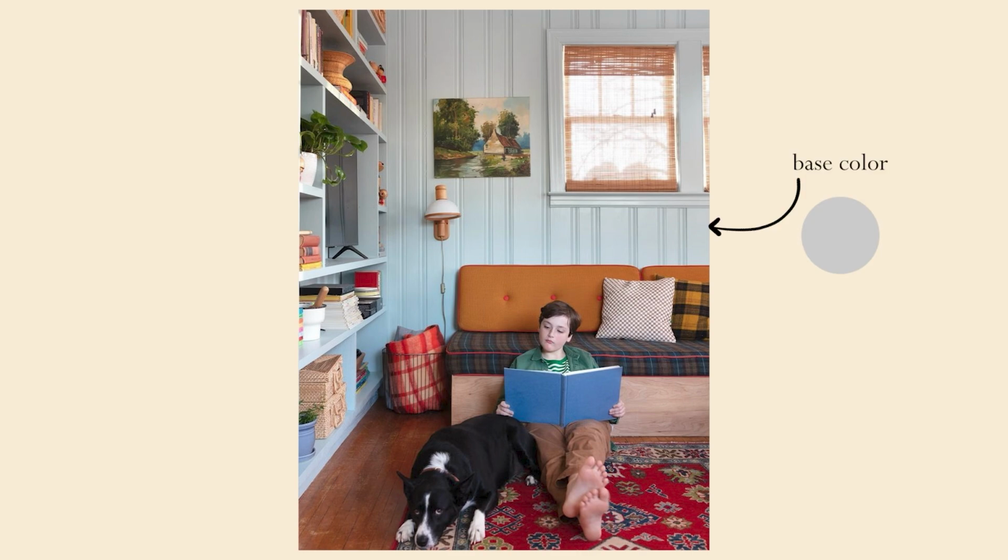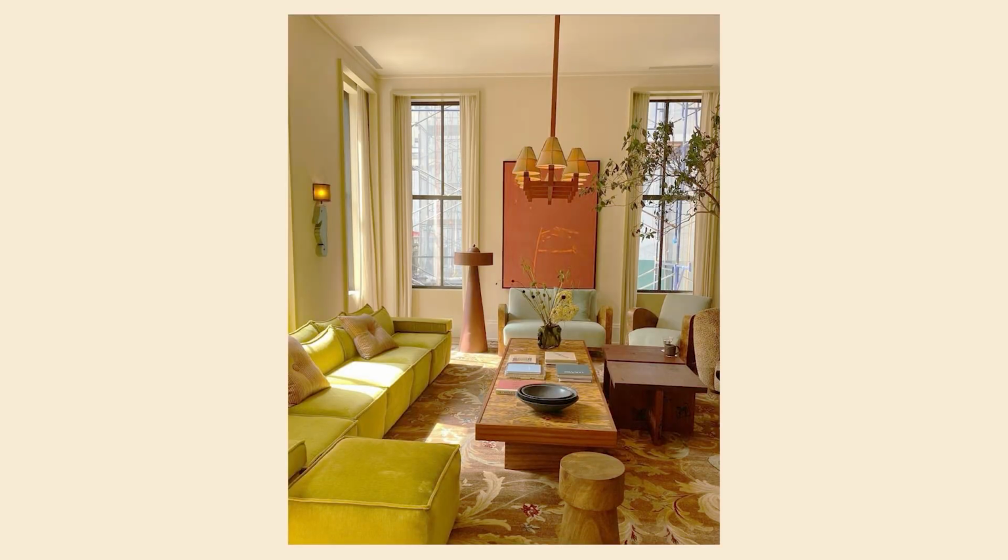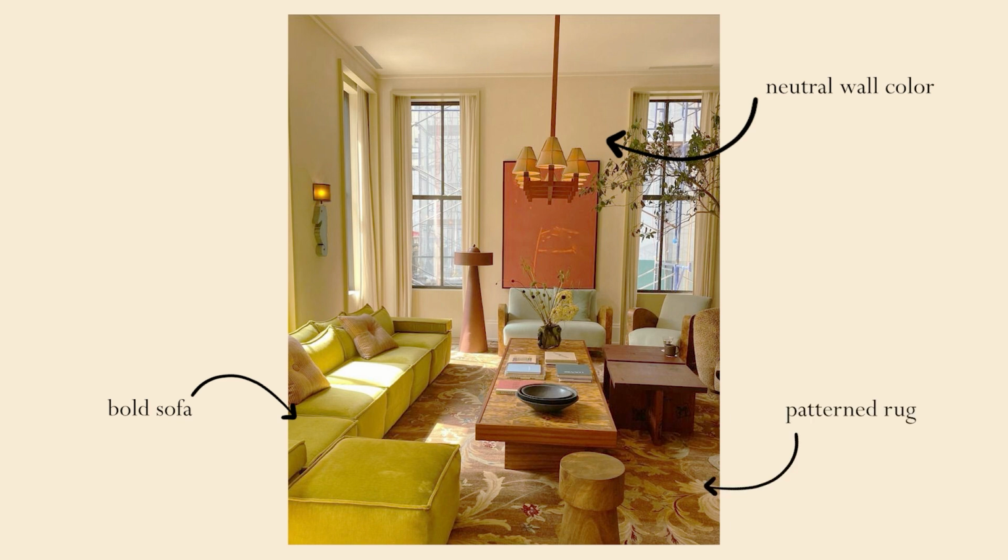From there, you can select a few additional complementary colors to be used throughout the space in smaller doses that coordinate with the rest of your decor. This image is a good example of how a more neutral wall and ceiling color can help balance out a bold sofa color and patterned rug.